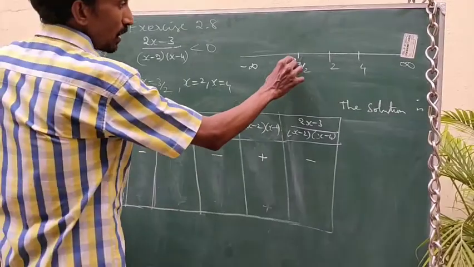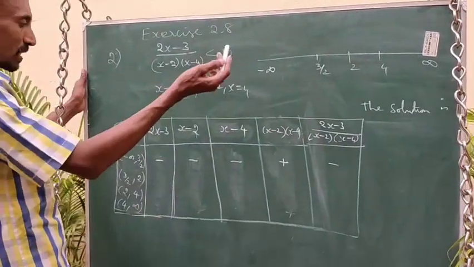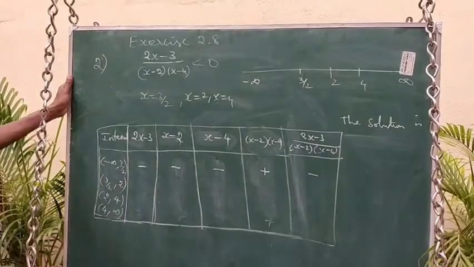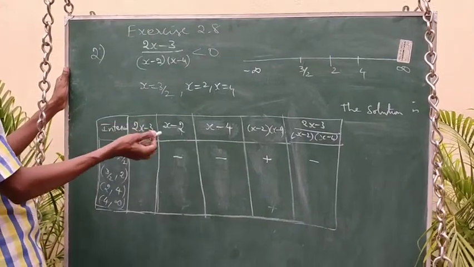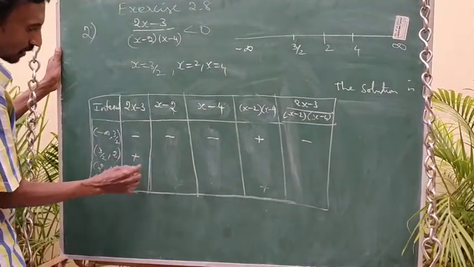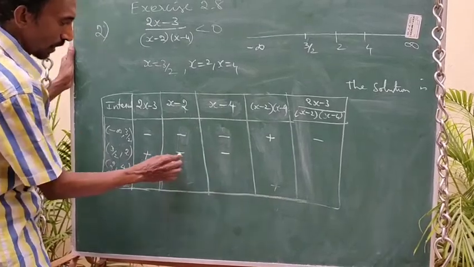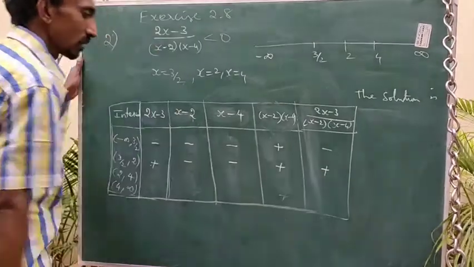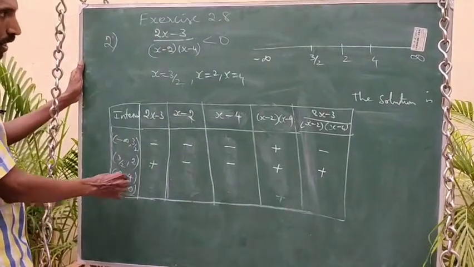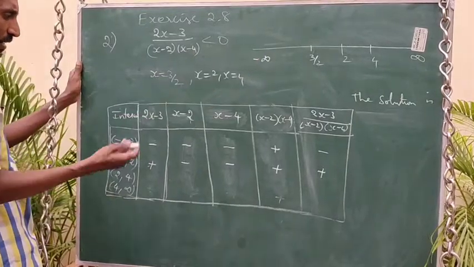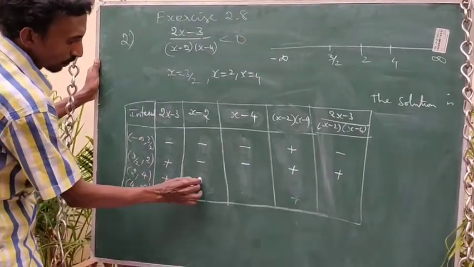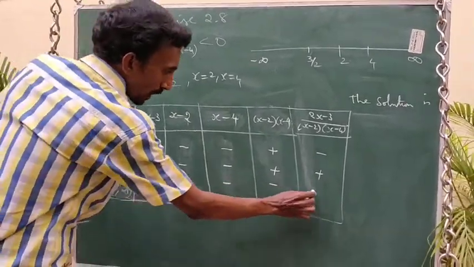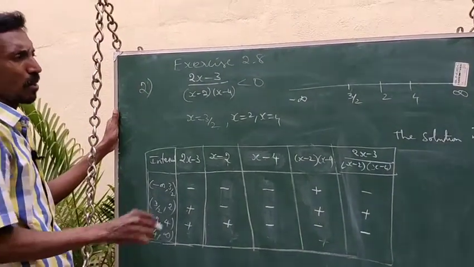Next, between these two, put any one value, that means less than 2. For example, 1.6. 1.6 means 2 into 1.6, 3, more than 3. So we are getting positive, but here negative, negative into negative, positive. So positive by positive, again positive. So next, between 2 and 4, put any value. For example, 3. So positive, positive, negative into negative, negative. Positive by negative, negative.